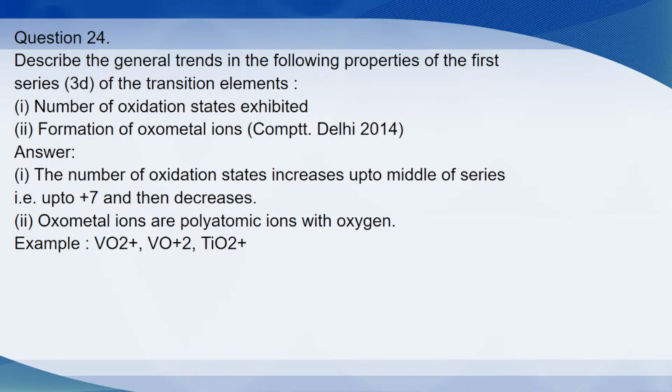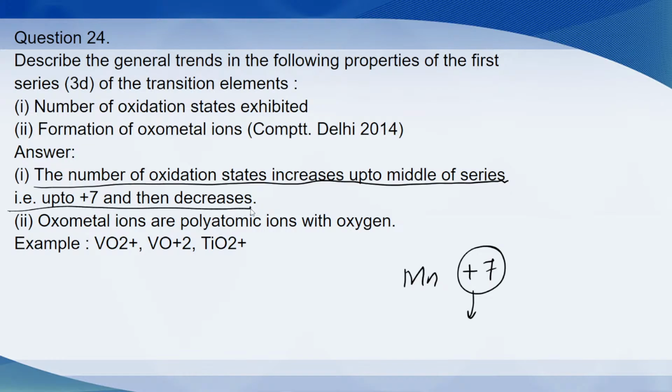Next, describe the general trends in the following properties of the first series of transition elements. Number of oxidation states exhibited. So you know, the number of oxidation states increases up to the middle of the series, and then it decreases. Like in the middle of the series, manganese has a maximum oxidation number of +7, and then it decreases. This is because in the middle of the series there is the maximum number of unpaired electrons.